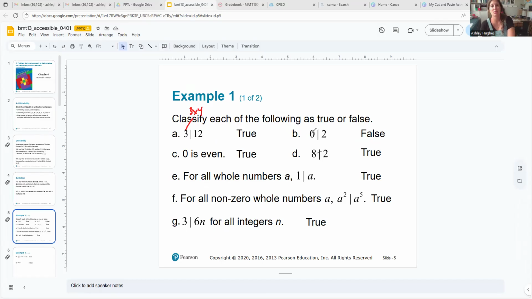Does 0 go into 2? No. 0 times anything is 0. So I cannot put 0 into 2. 0 is even. Yes, that is true. 8 doesn't divide 2. That's true. 2 goes into 8. This would be true because 2 times 4 is equal to 8.